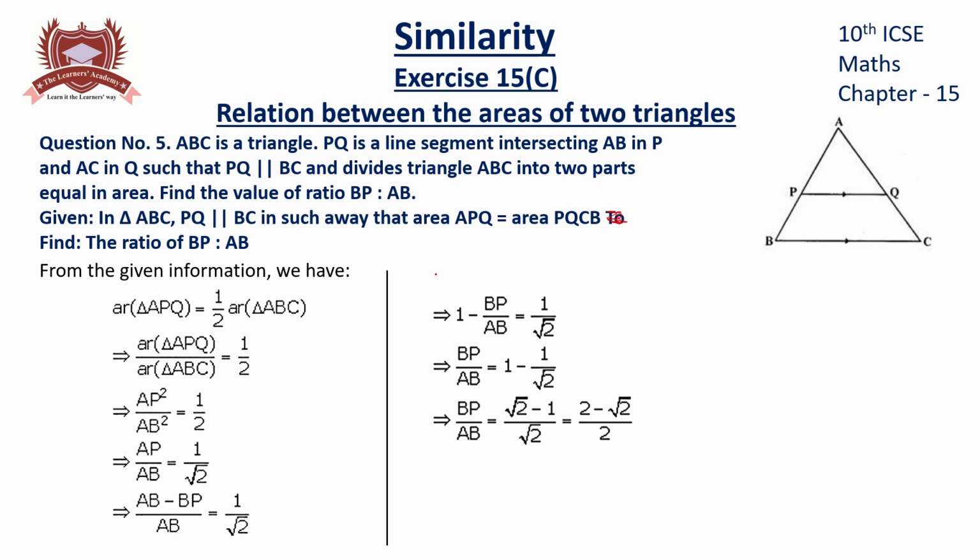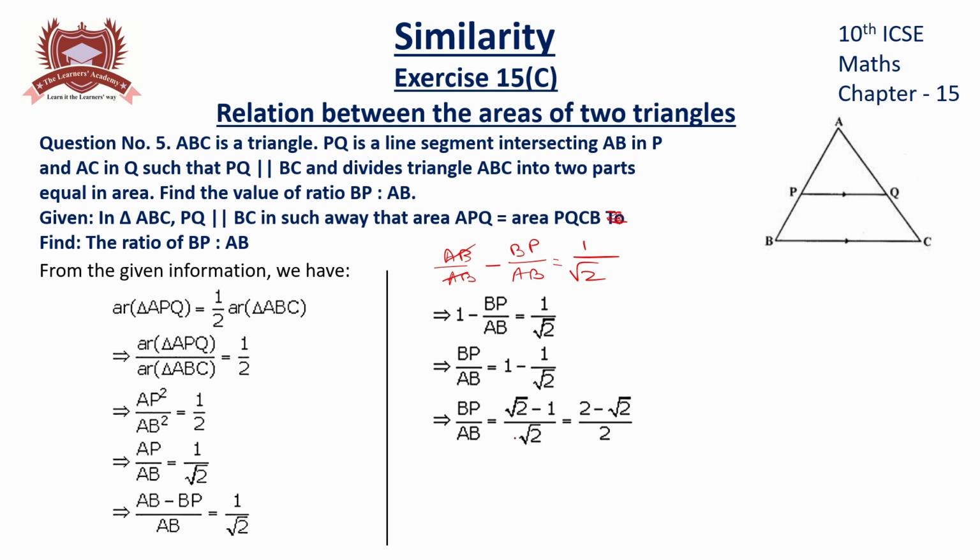और इनको separate out कर दिया, so I can write it as AB upon AB minus BP upon AB is equal to 1 by root 2. So this gets cancelled and we get a 1 here, and we have minus BP upon AB is equal to 1 by root 2, or BP upon AB would be 1 minus 1 upon root 2. Cross multiply किया, so BP upon AB would be root 2 minus 1 upon root 2.